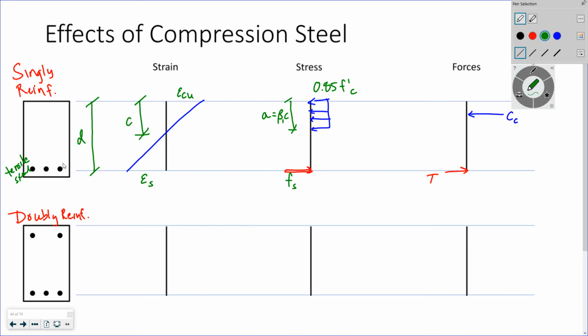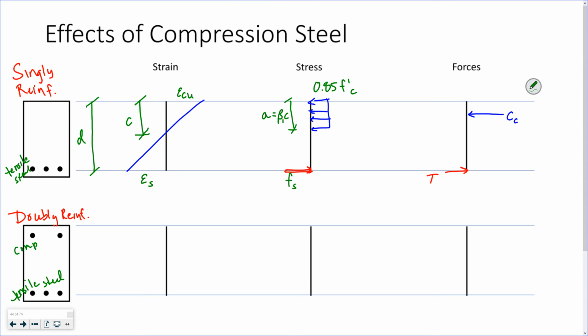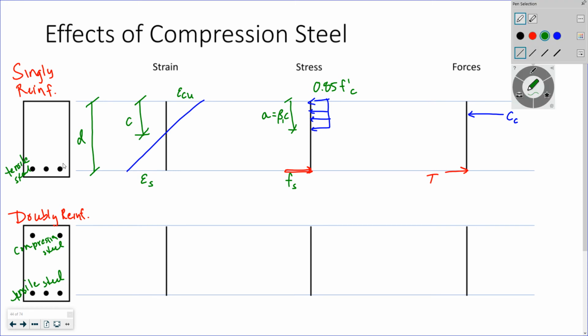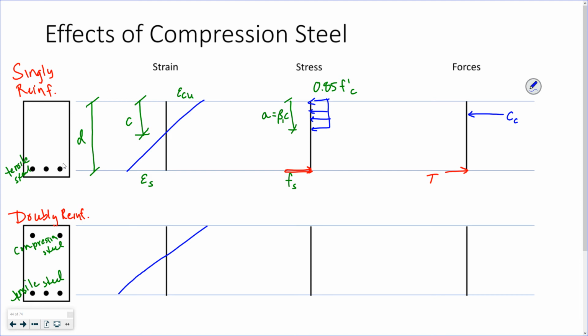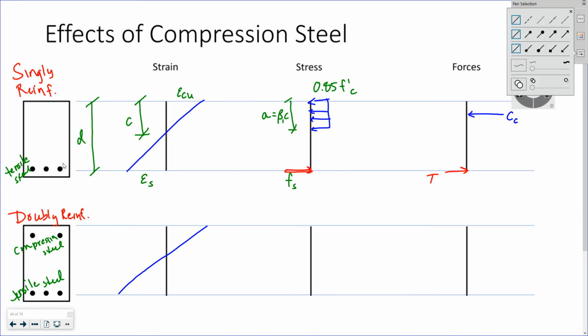Now in a doubly reinforced section, we have tensile steel in the bottom and compression steel in the top. It's called compression steel because it's in the compression portion of the strain profile and the stresses. All right, if we draw our strain, the compression steel, the centroid of it, is in the compression portion of my strain profile.